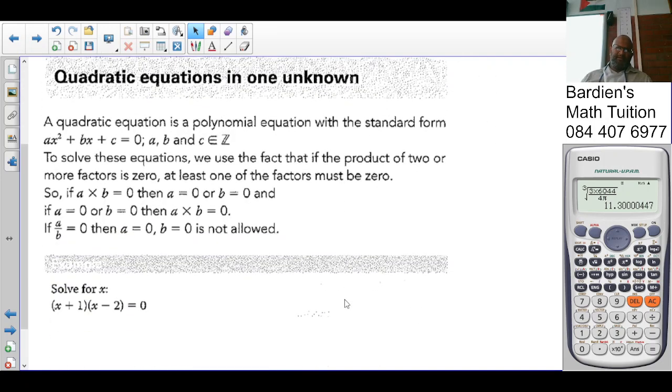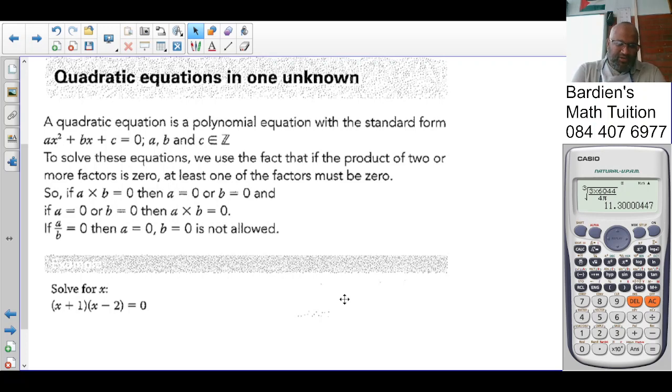Okay. So here we are told that a quadratic equation is a polynomial equation with a standard form of ax squared plus bx plus c equals 0. Write that down. That's very important. A, b, and c are elements of integers normally. So for now, a, b, and c are elements of integers, or in high school, it's given like that.